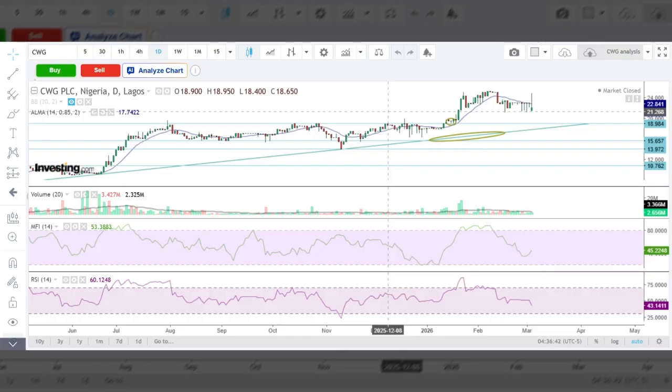Okay, so today, I want to discuss trade management. I want to discuss trade management using CWG as a case study. I was able to get the stock last year, on the 14th of July 2025, and so far so good. I got it at a good price. I think it was 17 naira, and looking at where it is now, it's at 22 naira.